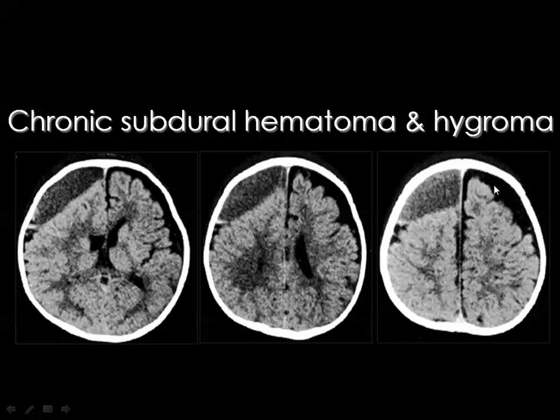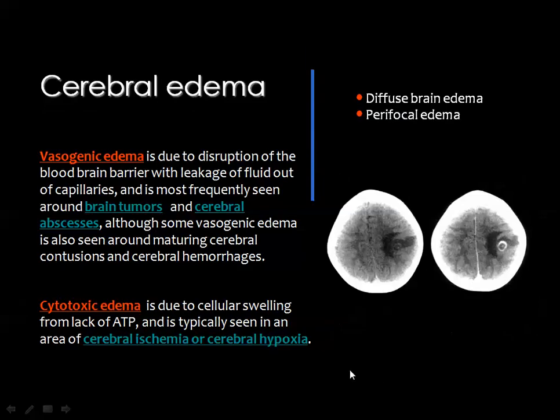Then you can see the difference between hematoma and hygroma. Post-traumatic, the patient may develop brain edema. We have three types of brain edema. The vasogenic edema, which is usually the finger-like surrounding the brain tumors and abscesses. The cytotoxic edema, which is usually located around the ischemic and the hemorrhagic insults.